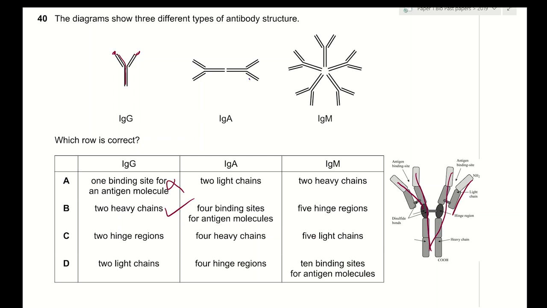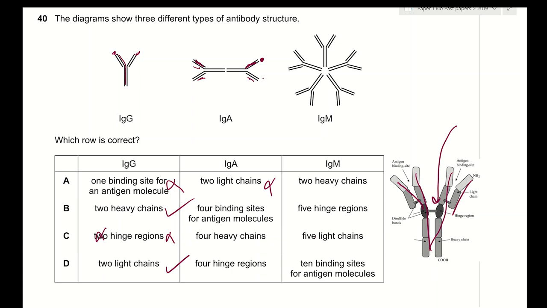Now, for C, two hinge regions. So, the hinge region is the area in the middle, and it gives flexibility to the antibody. Therefore, we only have one, not two, so this is incorrect. For D, two light chains. This is correct, as you just mentioned earlier, for immunoglobulin A, two light chains. Now, in this case, we would have four light chains. So, this is incorrect.